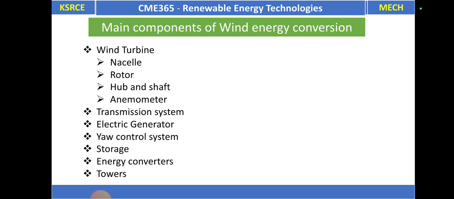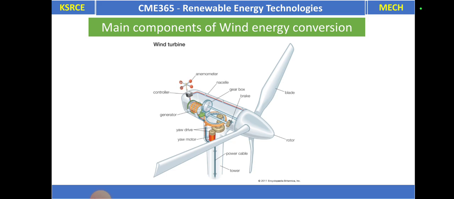Main components of wind energy conversion systems. First one is the wind turbine. It's the main component of wind energy conversion system. It is the windmill or wind turbine alone.